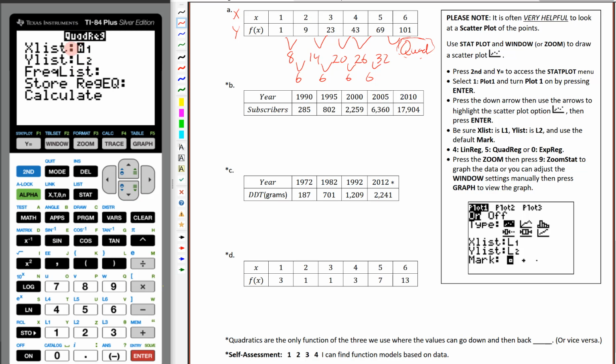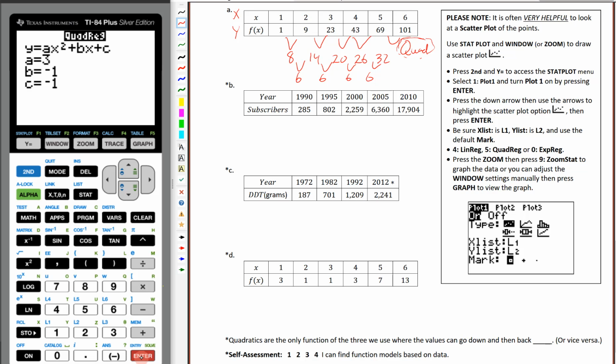And notice that it says, is the X list L1? Is the Y list L2? Frequency is going to be blank. Store regression equation, that's going to be blank for right now. You might get sophisticated down the road and learn how to do that. We're just going to slide down and hit calculate, and here's what it does.